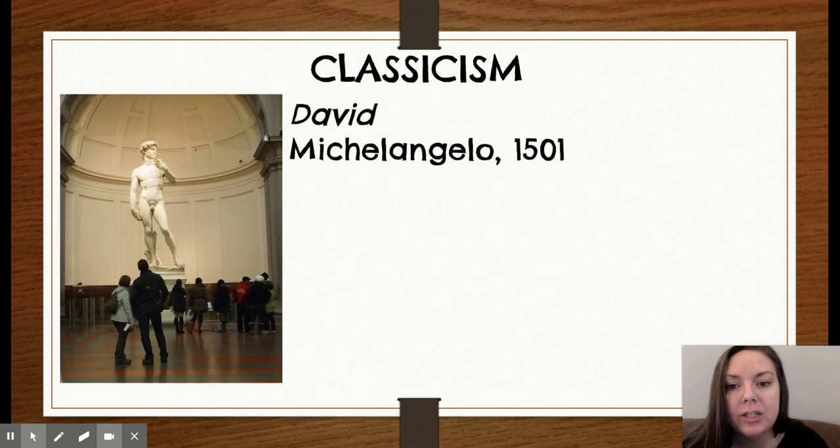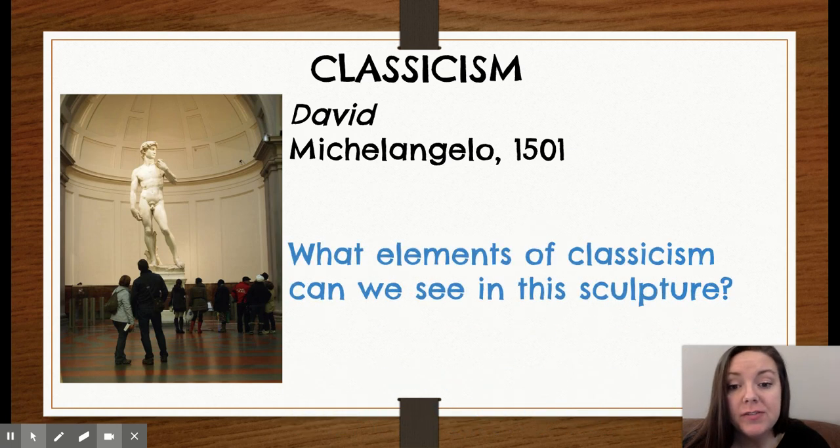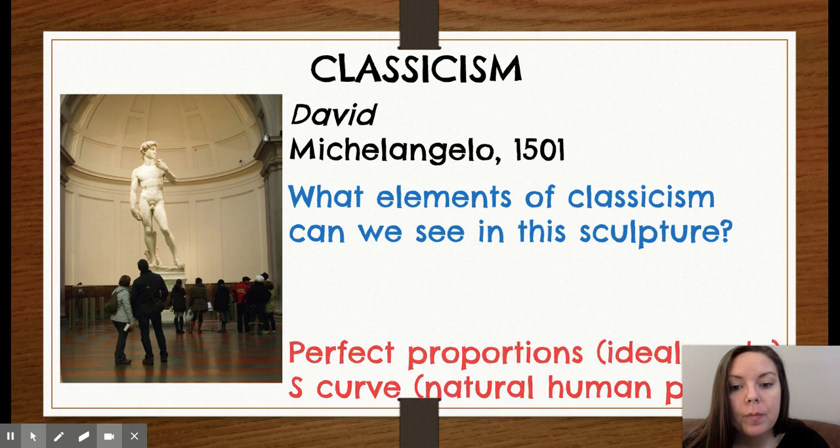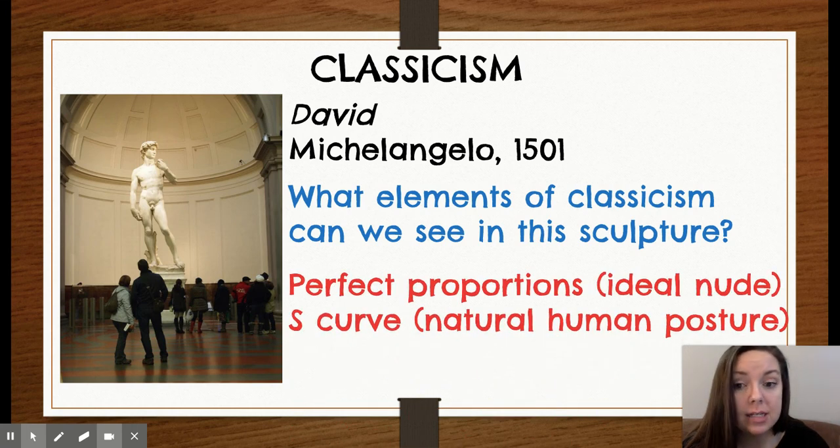So this is the statue of David by Michelangelo from 1501. So what elements of classicism do we see here? We see the perfect proportions. He's the ideal nude figure at this time. He's in the S curve. Notice he's got that slight tilt to his hips. So prior to the Renaissance, all sculptures that were happening, they were standing straight up and down because sculptors hadn't quite figured out how to shift weight. So now they've figured out the engineering, the science of being able to have a figure shift without the statue toppling over.